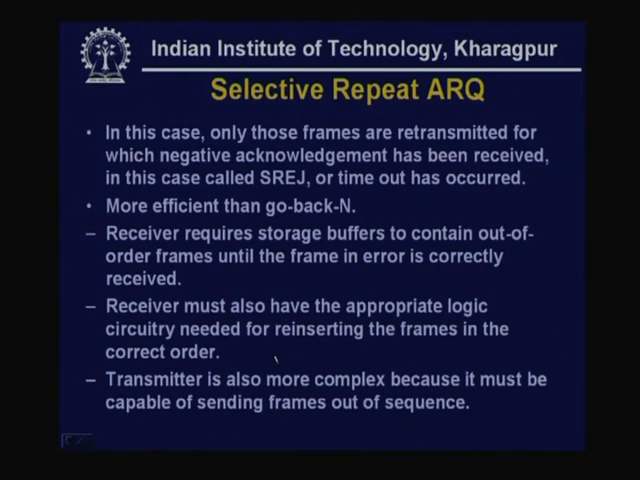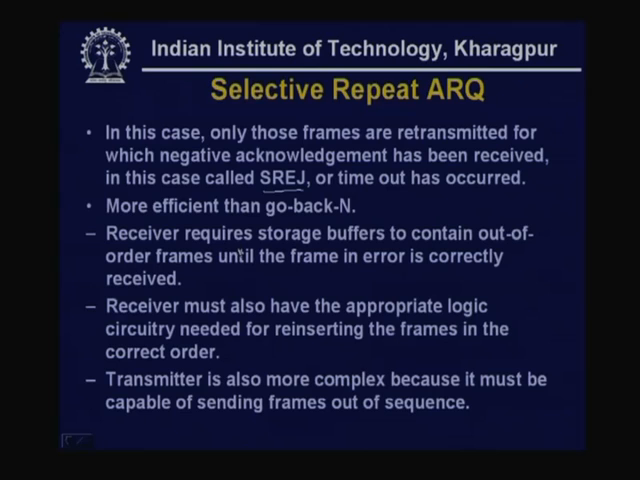Let us see the case for selective repeat ARQ technique. In this case, only those frames are retransmitted for which a negative acknowledgement has been received, and this negative acknowledgement is referred to as SREJ, selective reject, or timeout has occurred. In either case, only that frame is sent. We have seen that in case of go back N, the transmitter is going back to some previous number and it sends a number of frames which were already transmitted. That is not done in case of selective repeat ARQ, and as a consequence, it is more efficient than go back N ARQ.